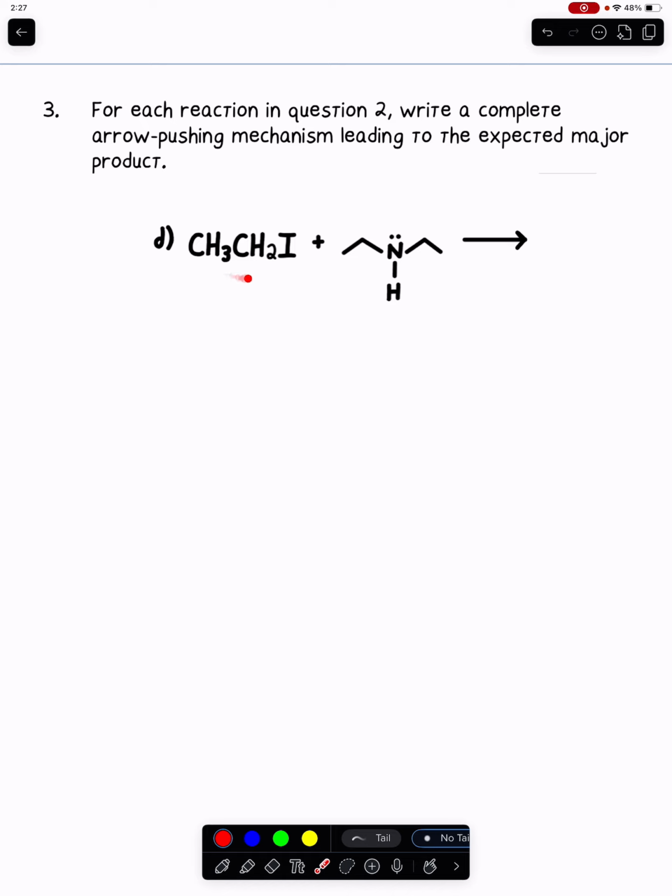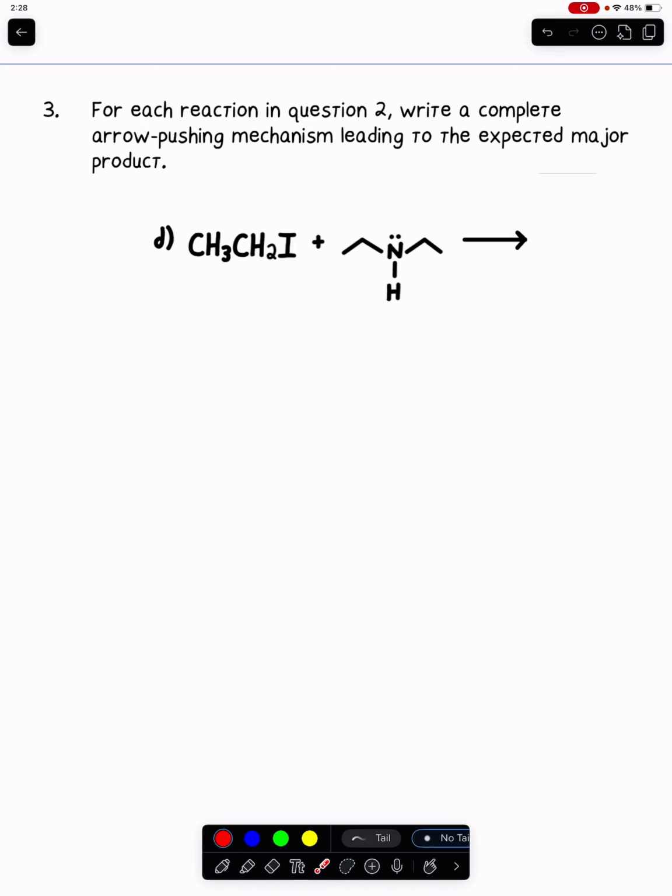This species right here is the substrate, and here is the leaving group, the iodine, on that substrate. This species here is the nucleophile, specifically nucleophilic at this nitrogen because of that lone pair. The nitrogen in this case does not have a full negative charge. So we've already identified the substrate and the nucleophile, and we want to provide what the major product is going to be, and we want to give an arrow pushing mechanism leading to that expected major product.